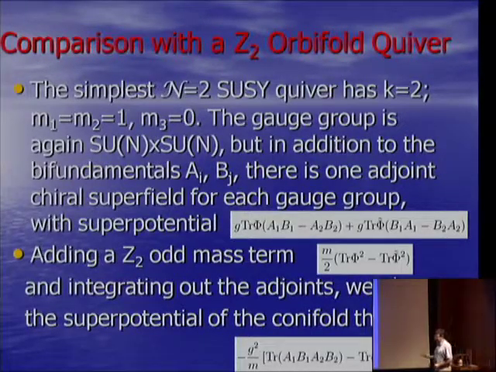Now, in the context of ABJM theory, this happens automatically. Exactly the same thing happens. This term arises when you add the Chern-Simons term to the theory, and this is what Daniel was telling us this morning. And then exactly the same argument leads you to this superpotential.